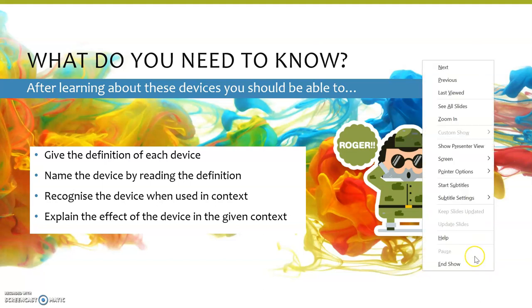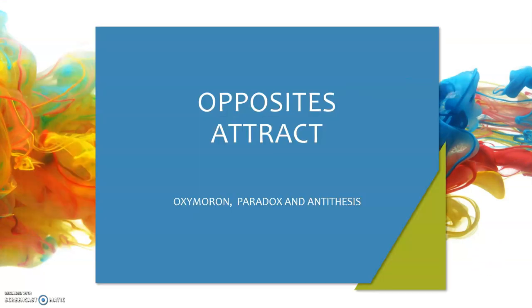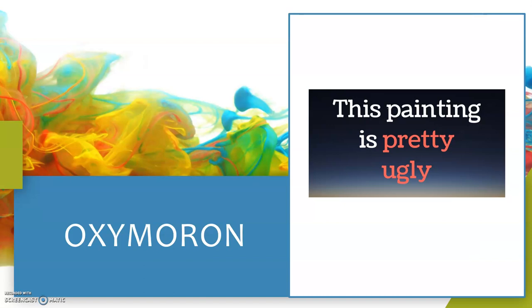Now, the devices we're going to be looking at today are those to do with opposites. Specifically oxymoron, paradox, and antithesis. So oxymoron, most of you would have come across this previously. Here we look at our example. This painting is pretty ugly. You can imagine somebody saying that looking at a painting.